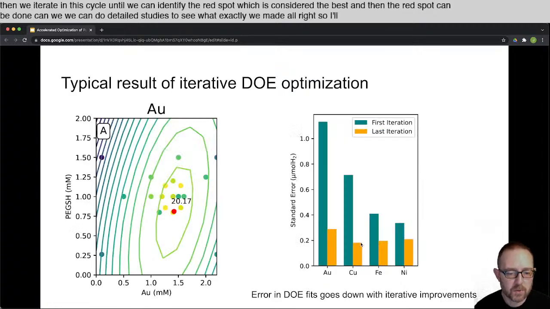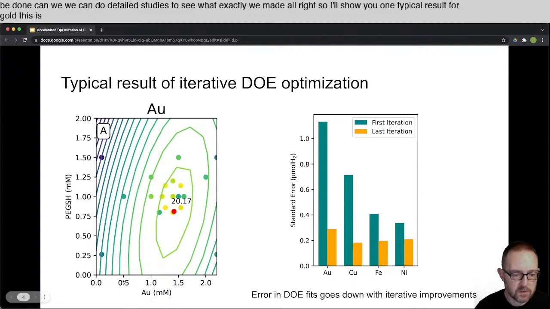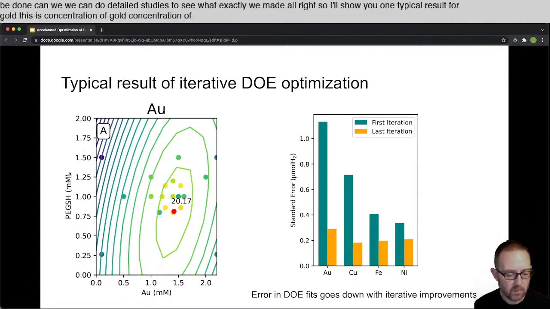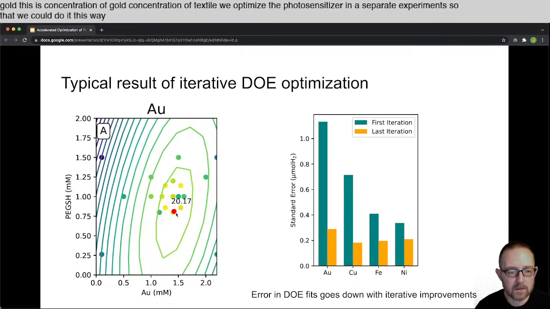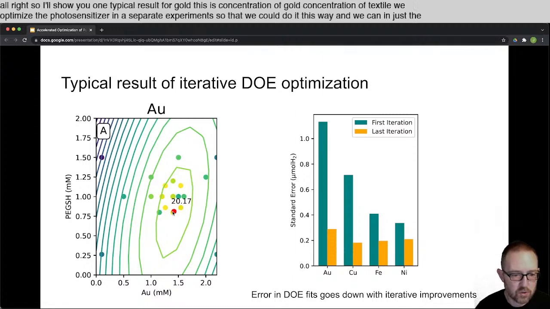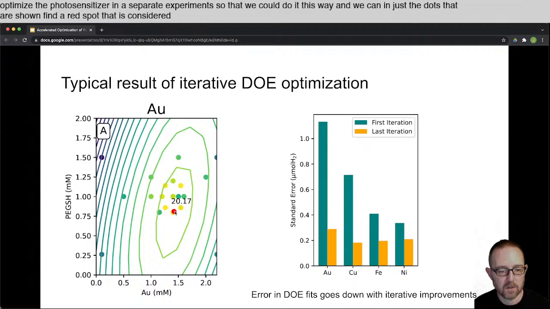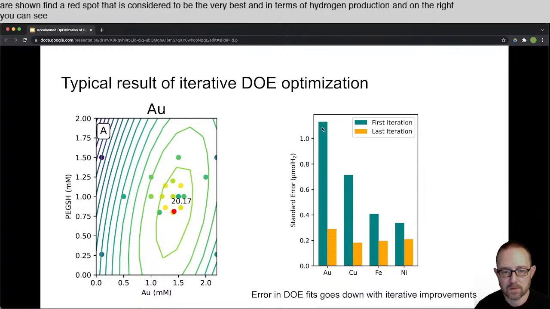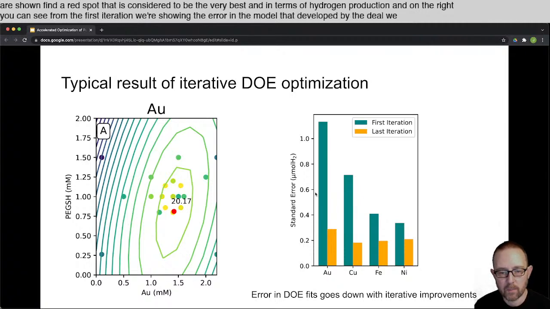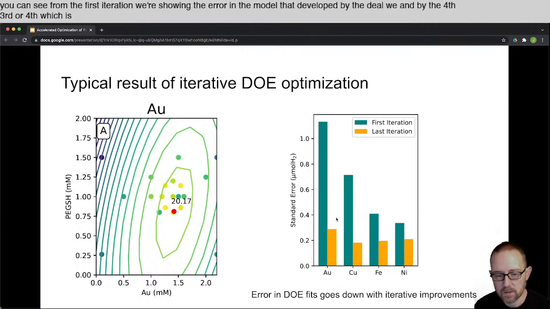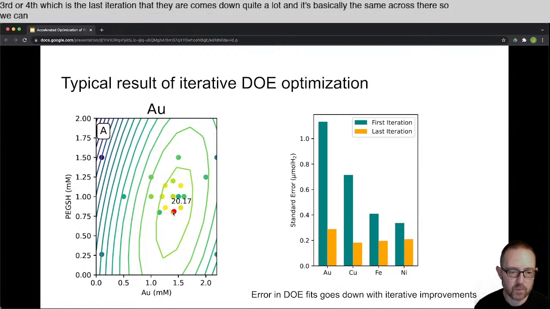I'll show you one typical result for gold. This is concentration of gold and concentration of PEG-thiol. We optimized the photosensitizer in a separate experiment so that we could do it this way. In just the dots that are shown, we can find the red spot that is considered to be the very best in terms of hydrogen production. On the right, from the first iteration, we're showing the error in the model that's developed by the DOE. By the third or fourth, which is the last iteration, the error comes down quite a lot and is basically the same across there. So we can find optimal conditions for all of these metals like this.